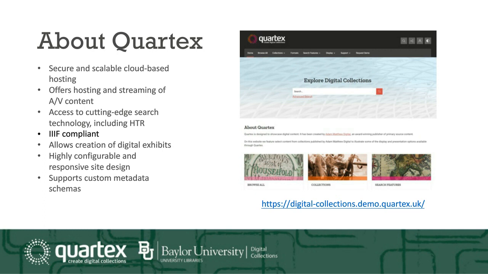So if you do have AV content hosted in Quartex, you can run an auto-transcription in the platform to make that full-text searchable. Obviously, you can do the same sort of thing with print content, so that you can use in-platform OCR to make that searchable. And you have exclusive access to our handwritten text recognition software, which makes manuscript searchable with a very high degree of accuracy as well.